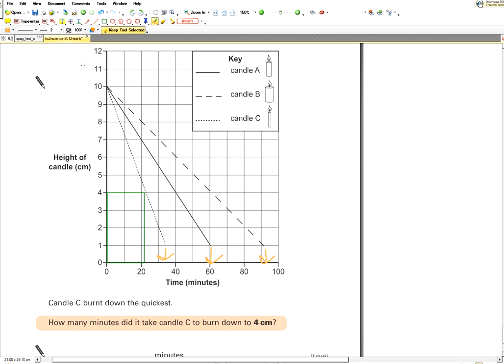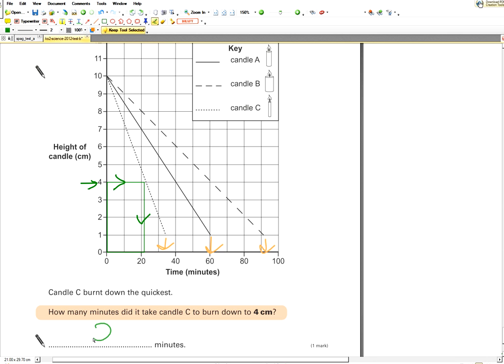If you look over here, we've got our pen selected now. Here's 4 centimeters, so we go across. We touch the graph C, which is the dotted one here, and then we come which way? Straight down. And it comes to roughly what? What would you say that time was? About 22. 22 is lovely.